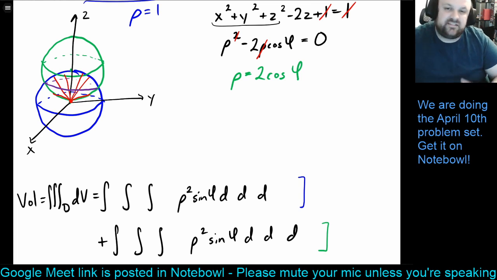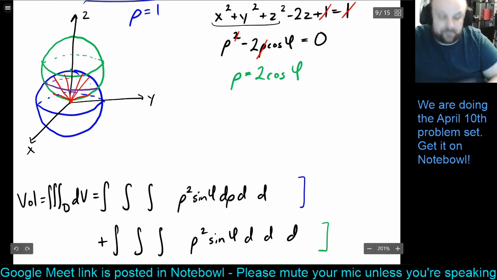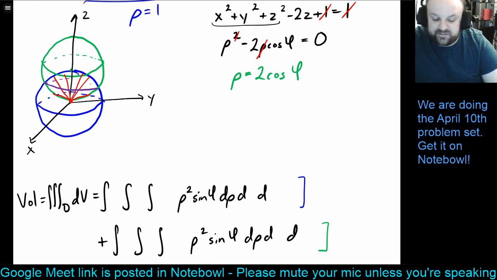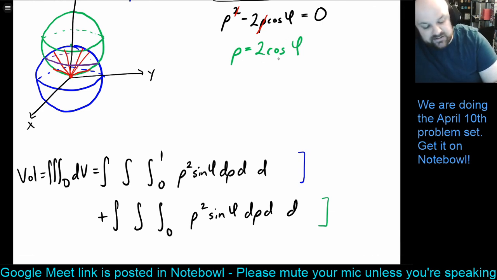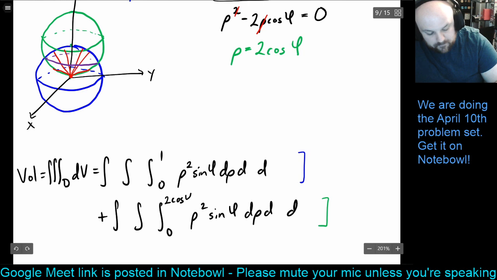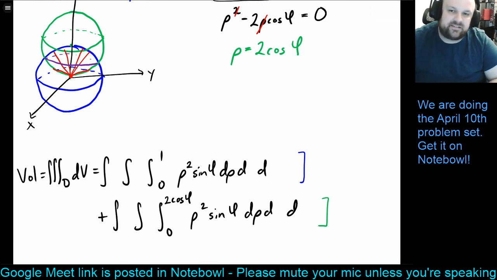Since the big difference here is where rho is starting and ending, let's do rho first in both of these. When we're starting at the origin and still hitting the blue sphere, the bounds are going to go from 0 to 1 on rho. In the second integral, I'm still starting at the origin, so the bottom bound is 0, and I'm hitting that green sphere, so the upper bound is going to be this 2 cosine phi here. Hopefully that makes sense.